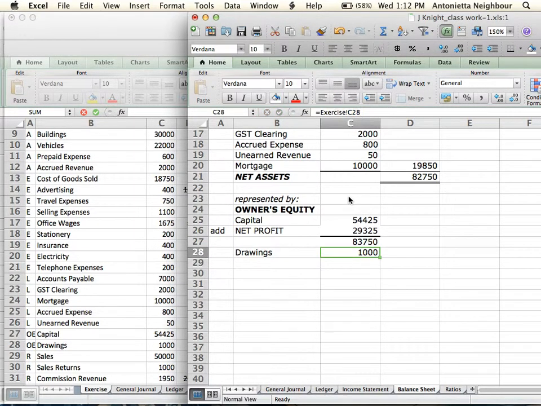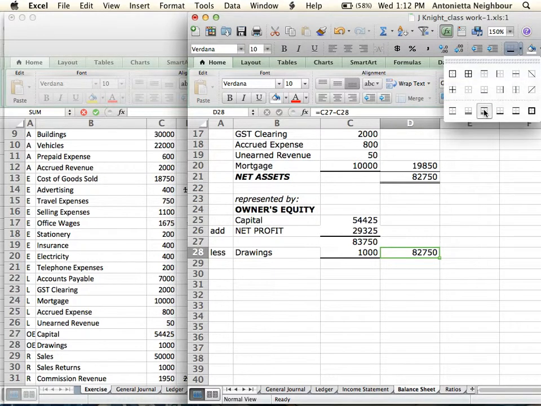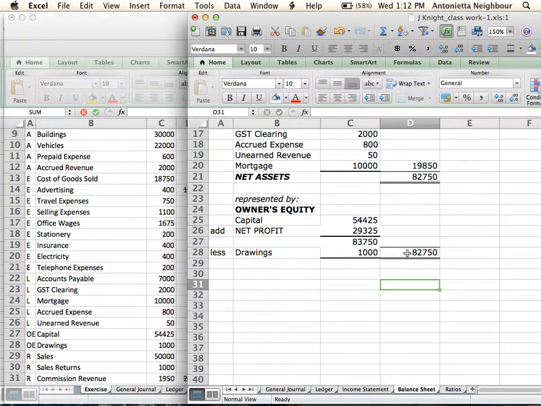So what capital do I have now? Now this business has $83,750 worth of equity, but I need to take away my drawings because the owner's taken drawings during the period. Underline drawings, and over to the side here, hopefully when I take my drawings away from my equity, it's going to equal my net assets, and yes it does. So I now know that my balance sheet has balanced because these two are the same. Assets minus liabilities equals owner's equity.